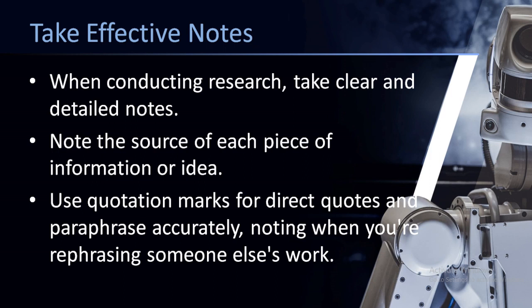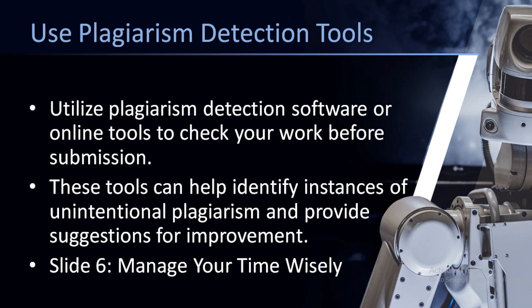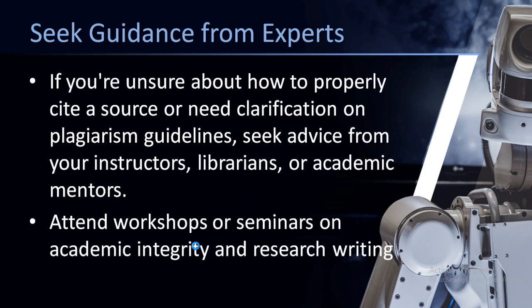So now you can use plagiarism detection tools, software available online. You can use them to check your work before submission. You can use Turnitin software, iAuthenticate software, and many more available in the market. These tools can help identify instances of unintentional plagiarism and provide suggestions on what kind of improvement is required.